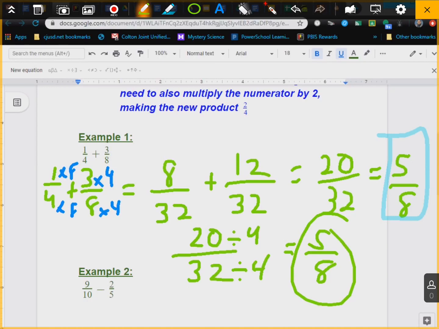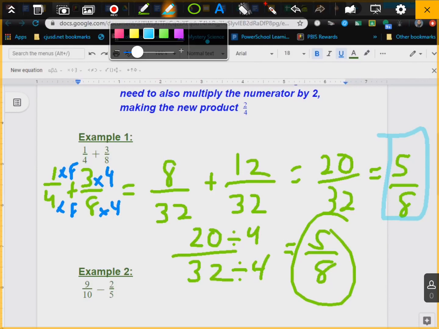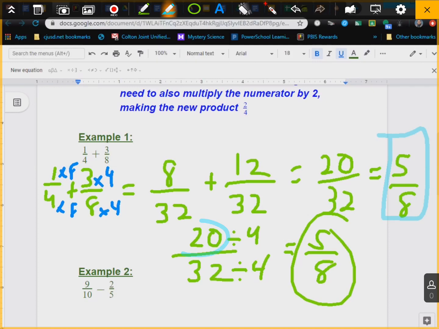So if they ask you to put it in simplest form, they're telling you to make it as small as it can possibly go. I'll show you how to do this more in class because it's going to be a step-by-step process. But all it really requires is you seeing, okay, what do the 20 and the 32 have in common? Oh, they both have a 4 in common, so I can divide by 4 and get 5/8. What do 5 and 8 have in common? Well, nothing. You can't divide by 2 because 5 is a prime number. You can't divide by 5 either because 8 doesn't go into 5 evenly. So 5/8 is as small as it gets.